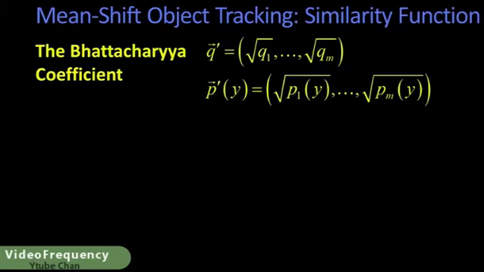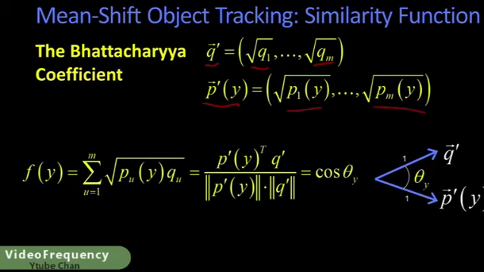Bhattacharya coefficient comes from something related to the Bhattacharya distance. It's simply a way of comparing distributions. What you do is you take your distributions here and you change them by taking the square root of each of the components. So if Q is a distribution Q1 through Qm, then Q prime is going to be the square root of Q1 through the square root of Qm. Same thing with the new proposed distribution P around y. We're going to take P prime where we take the square roots. When we define it that way, the Bhattacharya relationship is defined as follows: just take the sum over the product of those square roots.